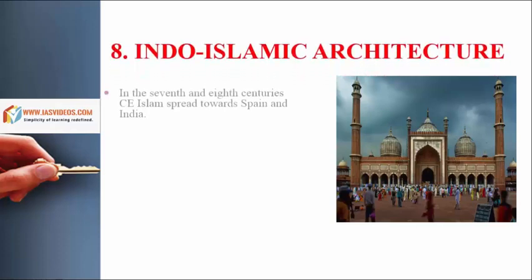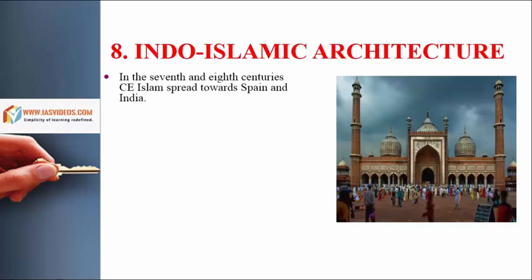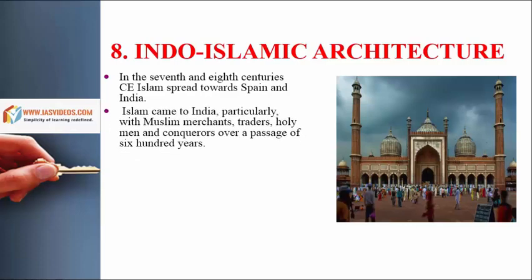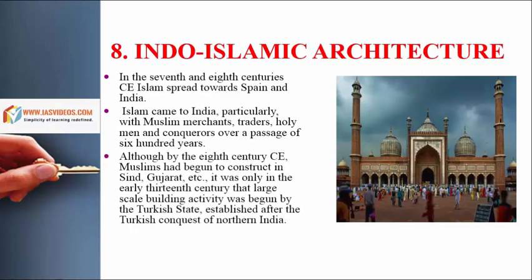Indo-Islamic architecture. In the 7th and 8th centuries CE, Islam spread towards Spain and India. Islam came to India particularly with Muslim merchants, traders, holy men and conquerors over a passage of 600 years. Although by the 8th century CE, Muslims had begun to construct in Sindh, Gujarat, etc., it was only in the early 13th century that large-scale building activity was begun by the Turkish state, established after the Turkish conquest of northern India.